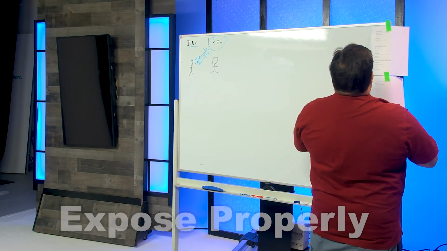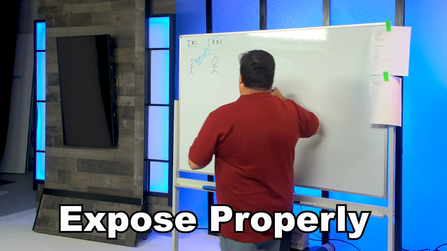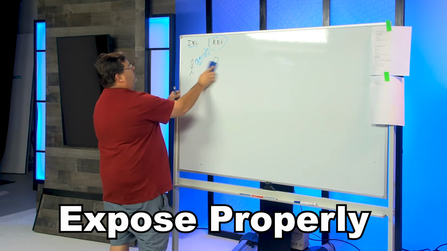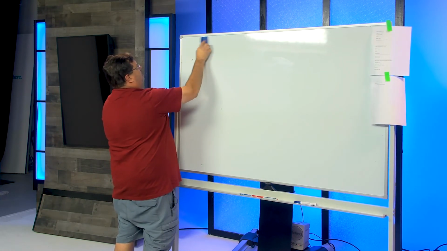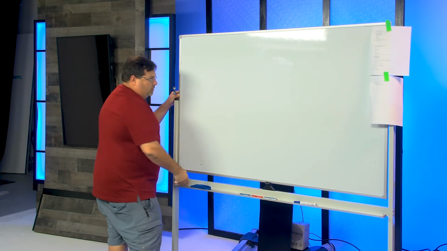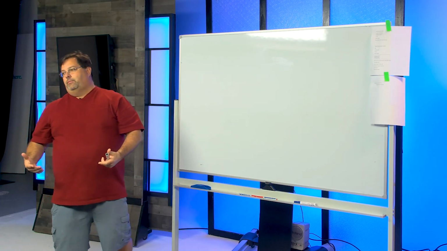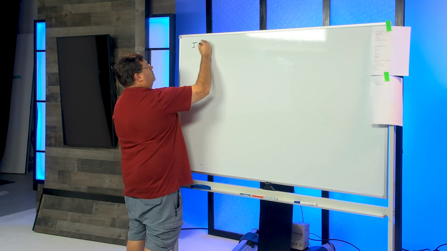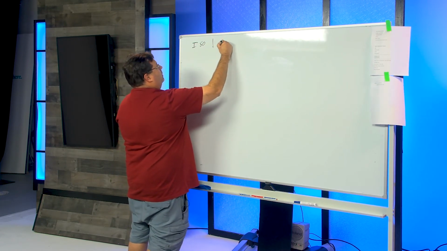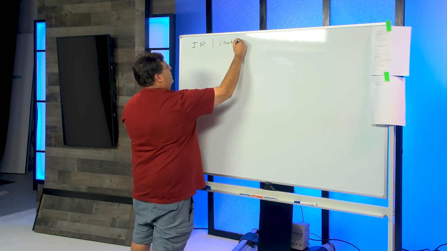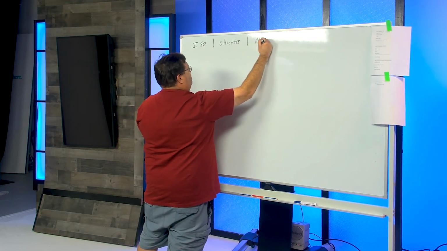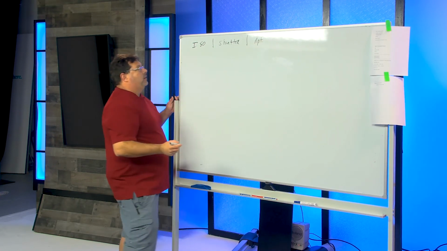Okay, exposing correctly. All right, so what we have here is pretty much the heart and soul of all camera systems and how you manipulate them to give the exposure you want, okay? So you have ISO, right? You have shutter, and then you have aperture. We'll just abbreviate that. I'm a horrible speller, so whatever.